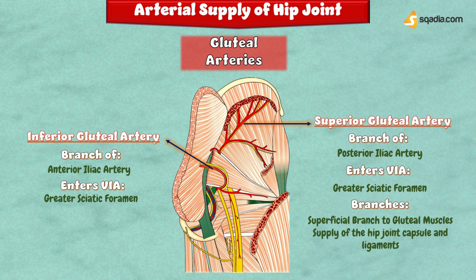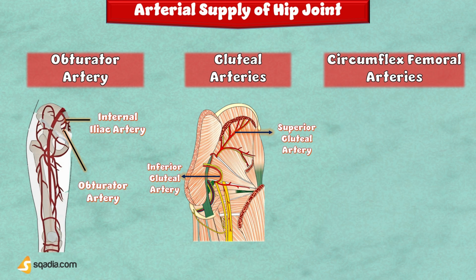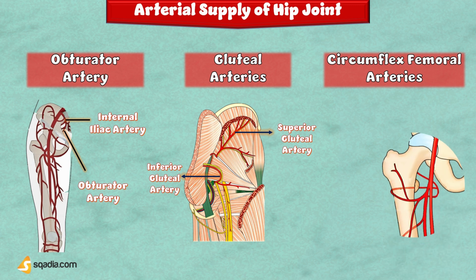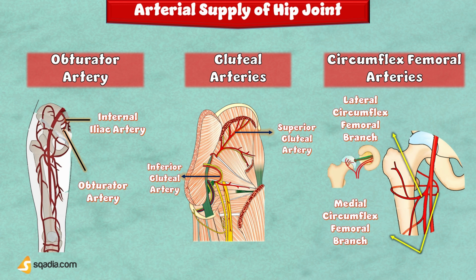It supplies blood to the gluteus maximus muscle and the muscles of the posterior thigh, including the hamstring muscles. As for the two circumflex femoral arteries, these are called the medial and lateral circumflex femoral arteries. They form an arterial circle around the capsular attachment on the neck of the femur. A small part of the head, near the fovea capitis, is supplied by the acetabular branches of the obturator and medial circumflex femoral arteries.